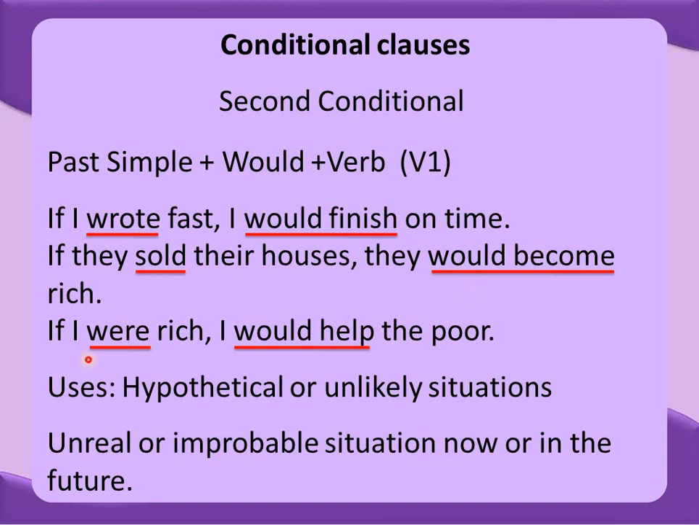If I were rich, I would help the poor. Here we have used the be form of the verb in past tense, and in the result clause would plus help, that is V1 form of help. So second conditional clauses are unlikely situations. Let us see the third conditional clause.